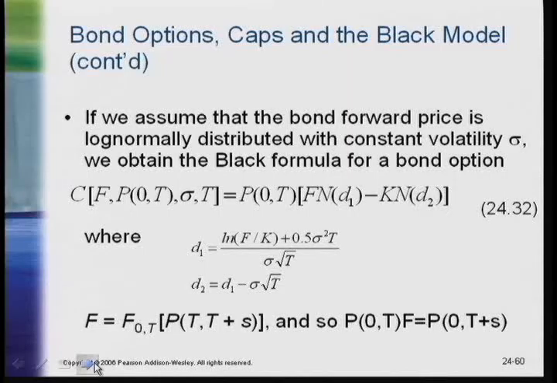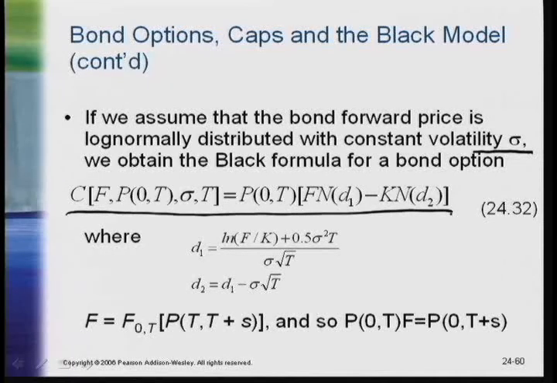So what Black did was to assume that the bond forward price is log normally distributed and has a volatility of sigma. So in other words, we'll assume that there's a log normal distribution for these forward prices. And with that, he derived this expression for the value of this call option, a call on F, and remember what F is.